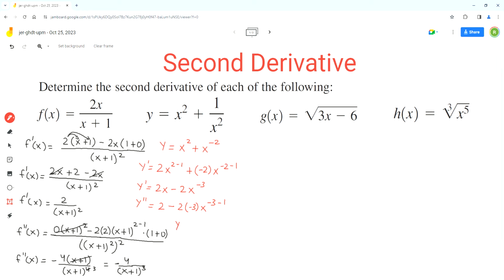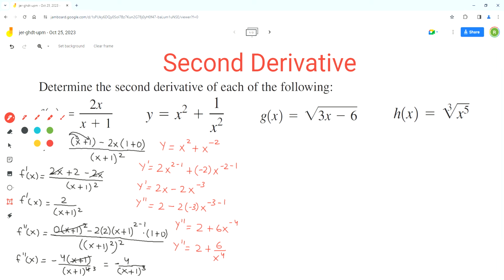So we get y double prime equals 2. Now negative 2 times negative 3 is plus 6, and then x exponent negative 4, which can be simplified to y double prime equals 2 plus 6, and we can move the x term to the denominator to make the exponent positive, so we get x exponent 4. So this should be the final answer for the second derivative of the second equation.